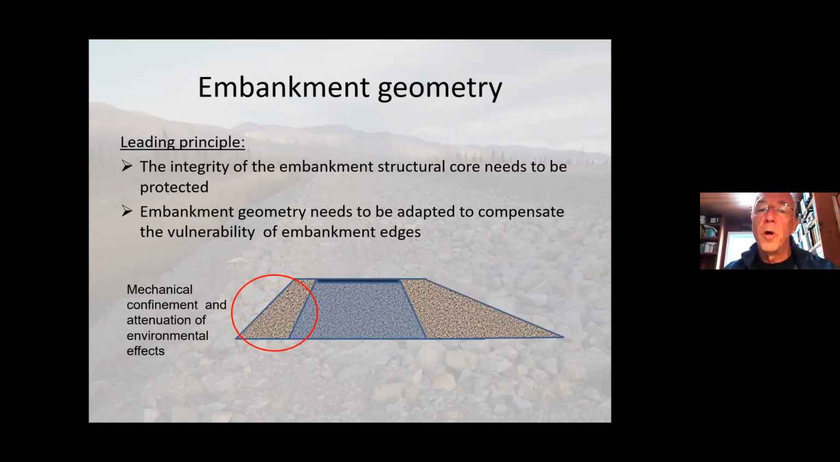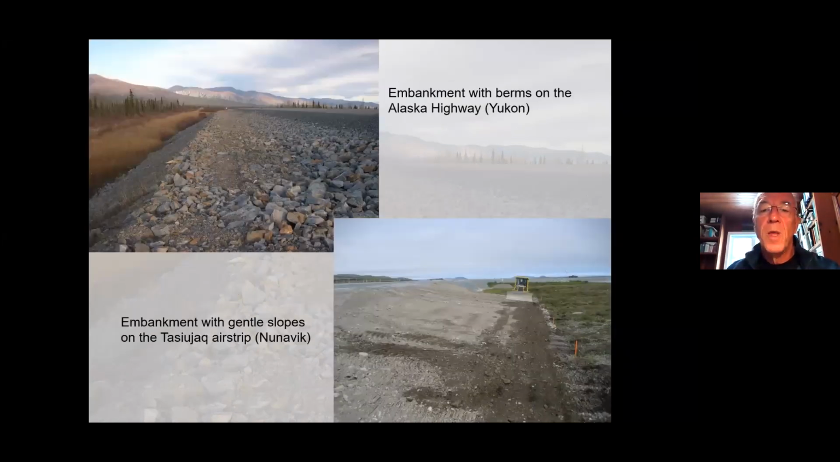You can also consider a gentle slope that have several advantages. First of all, it provides some good mechanical stability to the core. It reduces the risk of creep failure or shear failure of the ground. And also it reduces the effect of snow accumulation caused by wind blowing. Berms can also be used, again, for the same reason, appear to be effective, but probably not as much as a gentle slope. So two examples of that, the berms that are built along the Alaska Highway in Yukon, and gentle slope here built along the Tasiuak runway in Nunavik.